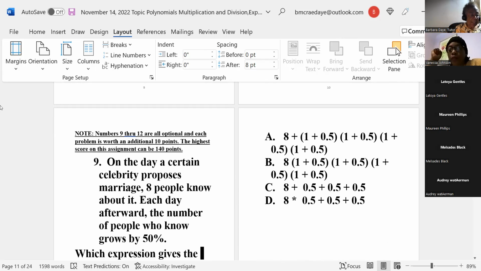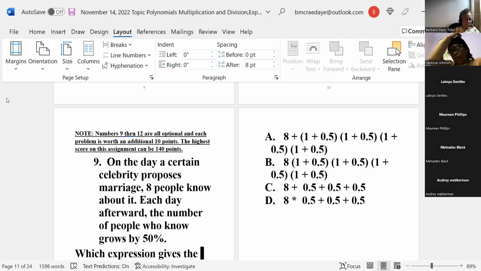That means it started off with 100 and then it goes up by 50. That means you're going to add 1 plus 5 tenths. So whatever you started with, you'll multiply by 1, representing 100%, plus the 5 tenths, which represents the increase. That has to be multiplied by the original number of people, for the number of days.